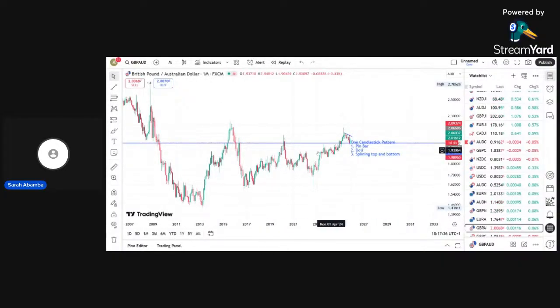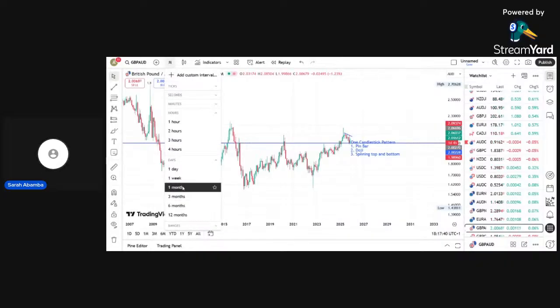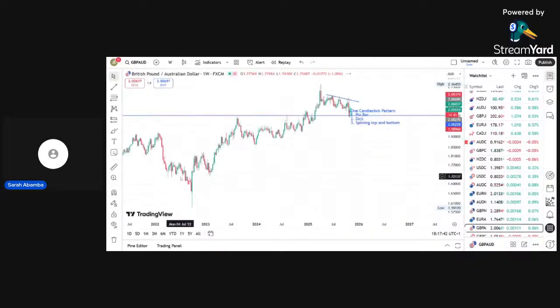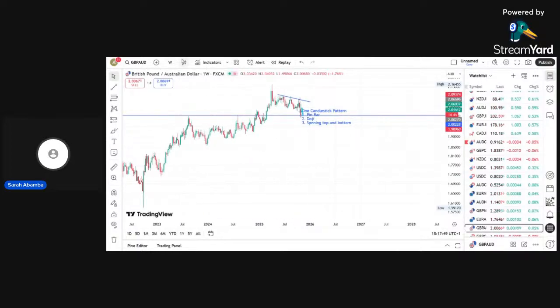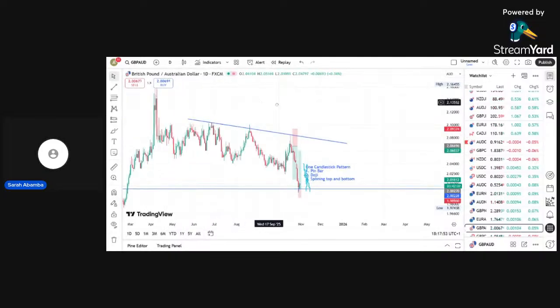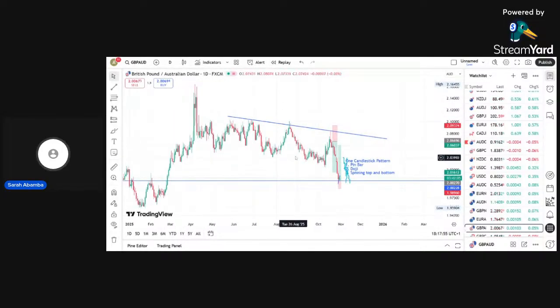So that's why you see this line here. And I also marked another resistance here too. So remember we learned about diagonal resistance too, not just horizontal support and resistance. So this was the one I marked also, connecting these highs like this.